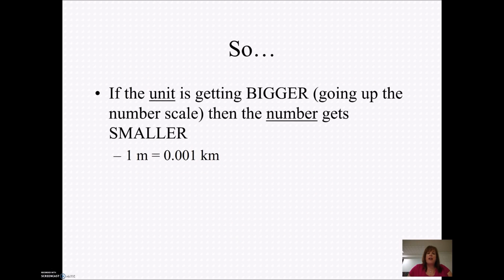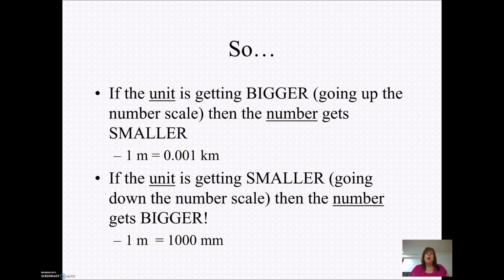All right, I want you to do some practice. But one of the things I want you to think about when you're doing practice is if the unit is getting bigger, so we're going up that number scale from a base unit to a liter, a base unit to like a kilo, if the unit is getting bigger, the number gets smaller. So if I had a meter and I'm going to a bigger unit, I get a smaller number. So if I'm going up, the number goes down. Or if the unit's getting smaller, like say I'm going to a millimeter, then the number gets bigger. So if the unit goes down, the number goes up. They're like opposites of each other. So maybe that'll help you. Hey, I'm going to a smaller unit, that should have been a bigger number then.